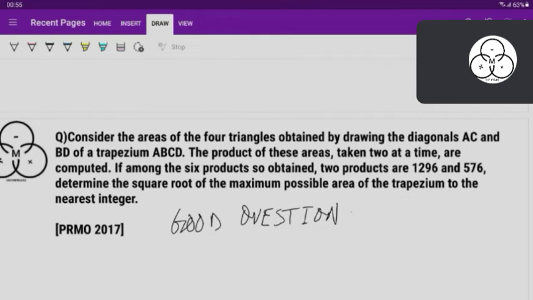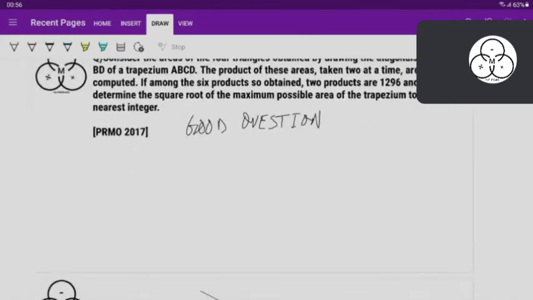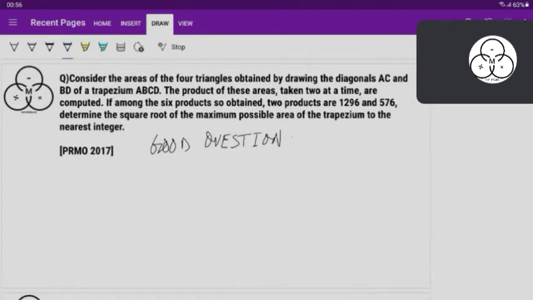Consider the areas of the four triangles obtained by drawing AC and BD of a trapezium ABCD. The products of these areas taken two at a time are computed. If among the 6 products obtained, 2 products are 1296 and 576, determine the square root of the maximum possible area of the trapezium to the nearest integer. Let us draw a diagram. This is a trapezium.